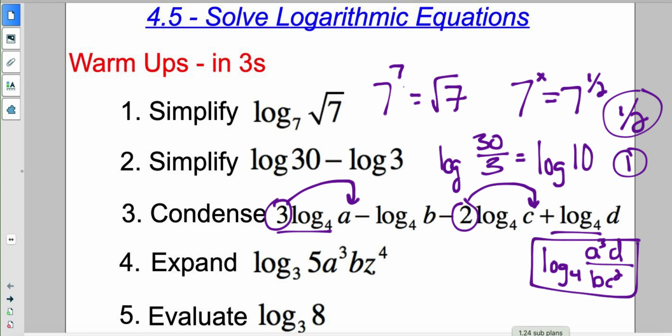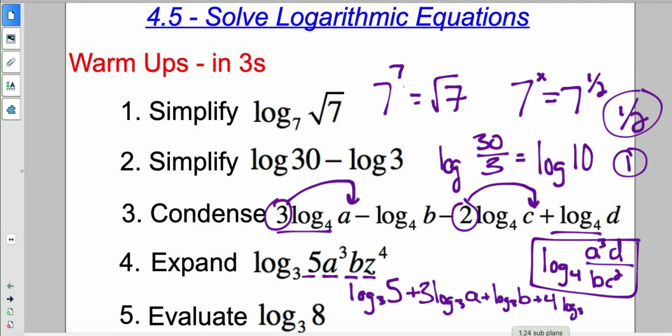And then if I had to expand it, so work the other way, right, I have 5 times a to the third times b times z to the fourth. So I'm going to make these into a bunch of different logs. So log in base 3 of 5 plus, right, there's no division, so these are all going to be positive logarithms. 3 log in base 3 of a, because it's a to the third, plus log in base 3 of b for the b, and then plus 4 log in base 3 of z. It doesn't really matter what order you put them in. They're all being added, so it won't make a difference.